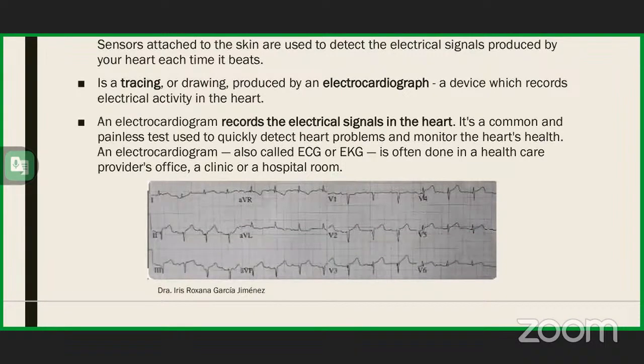Okay, teacher. An electrocardiogram records the electrical signals in the heart. It's a common and painless test used to quickly detect heart problems and monitor the heart's health. An electrocardiogram, also called ECG or EKG, is often done in a healthcare provider's office, a clinic or a hospital room.